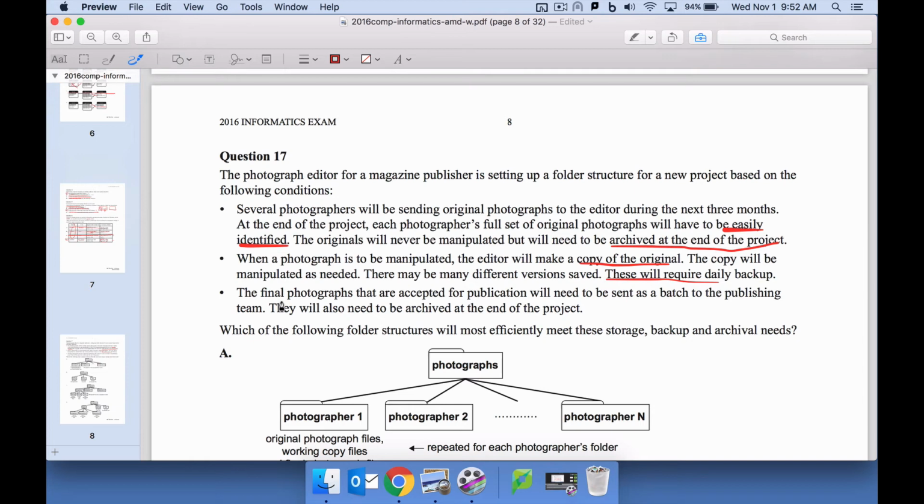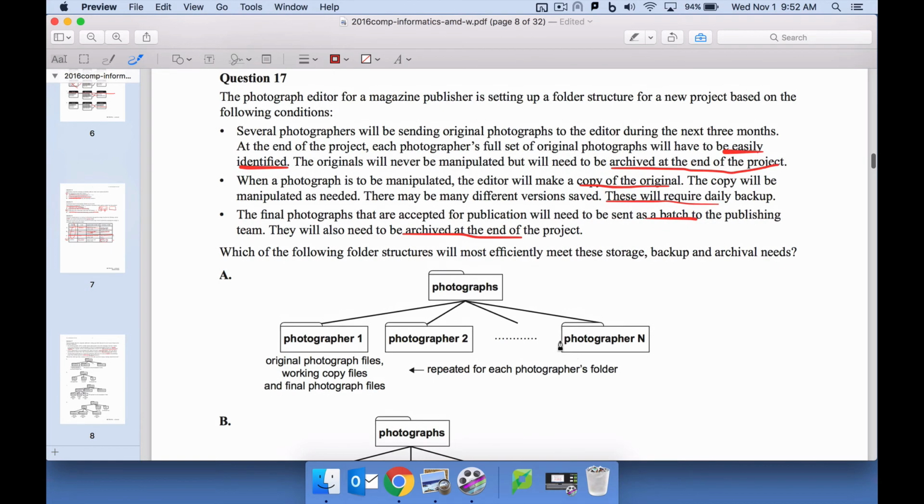The last point, the final photographs that are accepted for publication will need to be sent as a batch to the publishing team. They will also need to be archived at the end of the project. Okay, so they also need to be stored together by the looks of it in a batch. Batch means together. Which of the following folder structures will most efficiently meet these storage, backup, and archival needs? Okay, A.